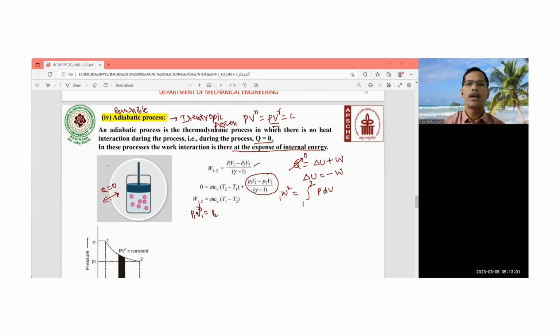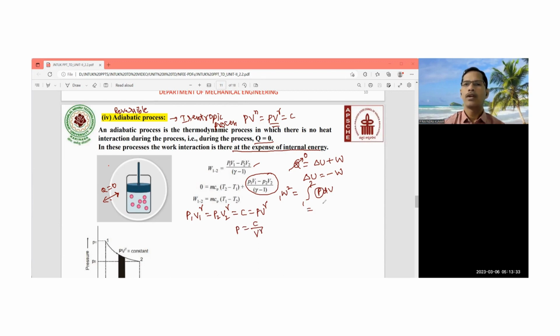On that case here, P1 V1 to the power of gamma is equal to P2 V2 to the power of gamma, that is nothing but equal to constant, and this is nothing but equal to PV to the power of gamma. So what is here the pressure? So that pressure P is equal to C by V to the power of gamma.